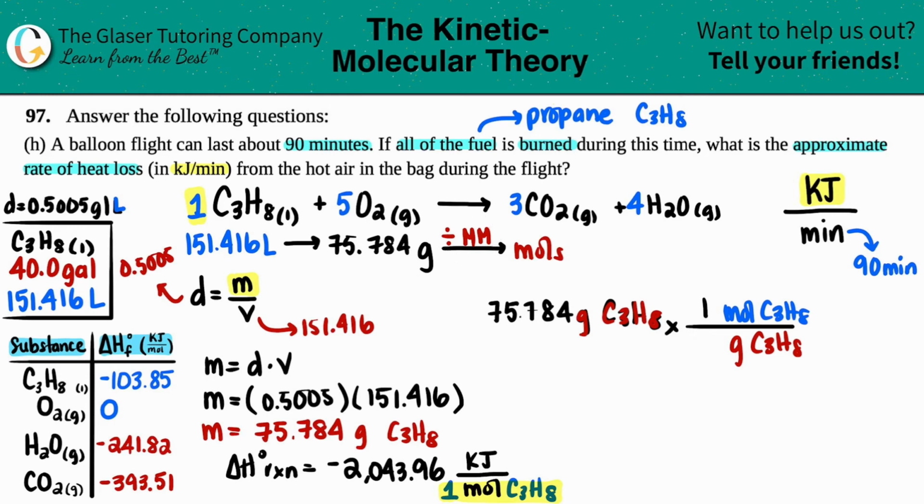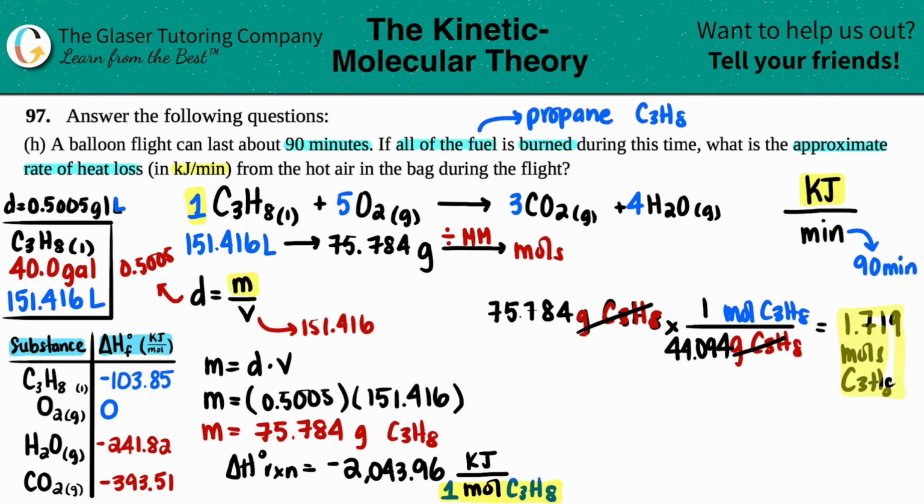3 times 12.01 plus 8 times 1.008. So I get 44.094. Grams cancel. Let's find out that number. 75.784 divided by 44.094. I get a total of 1.719. And that's moles now of the C3H8. All right, we're almost there.